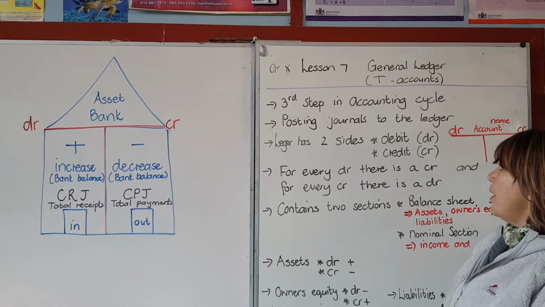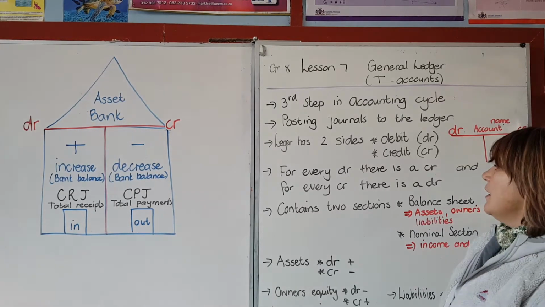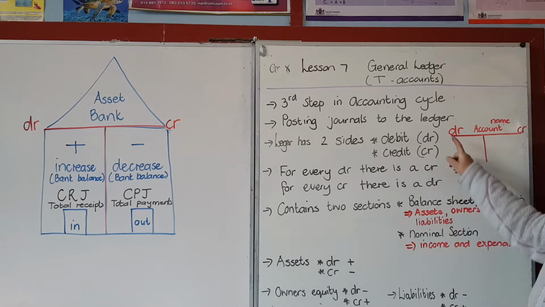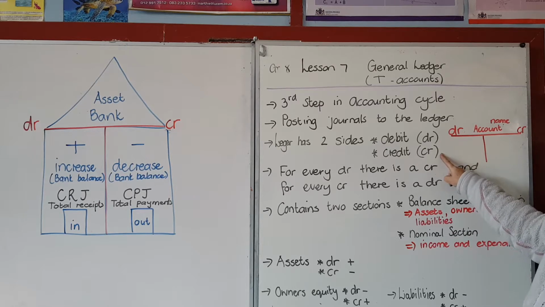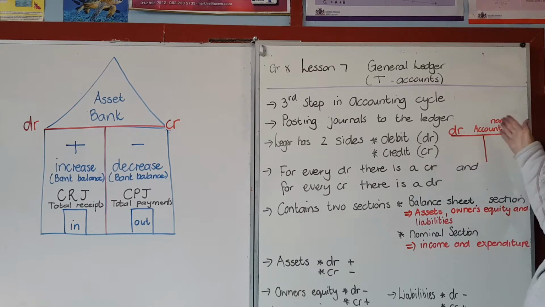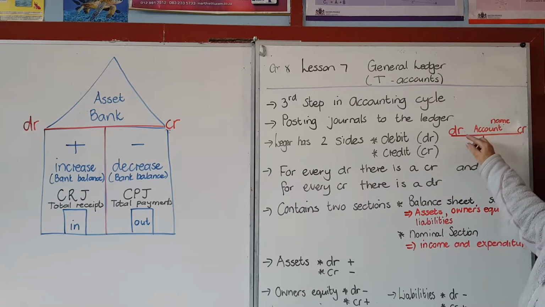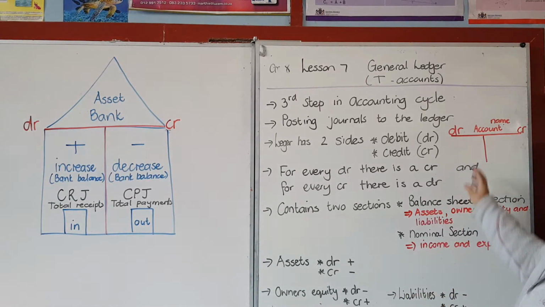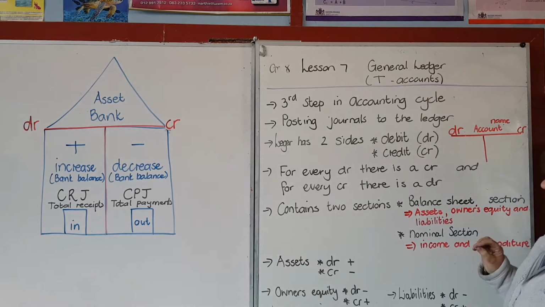And you need to post your journals to the general ledger. The general ledger has two sides: a debit, the abbreviation is DR, and credit, CR. So you will have a T account, this is a general ledger. Each T account will have an account name, like water and electricity, capital, all right. So you will have a debit side and a credit side.